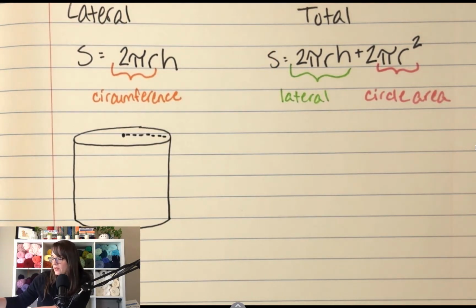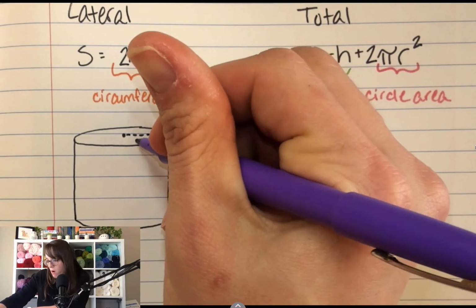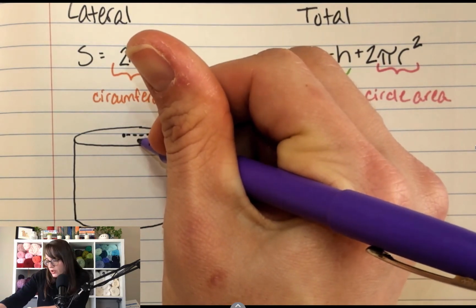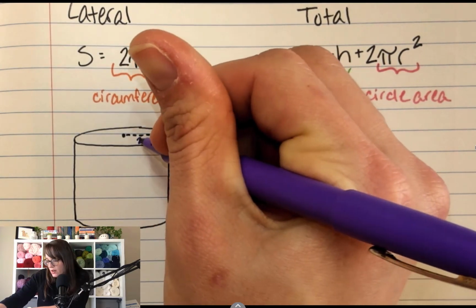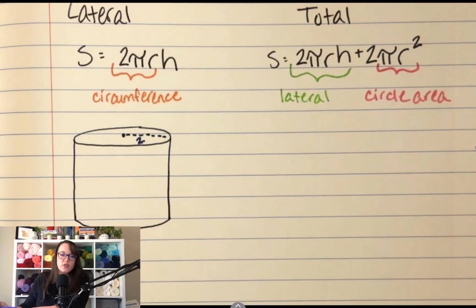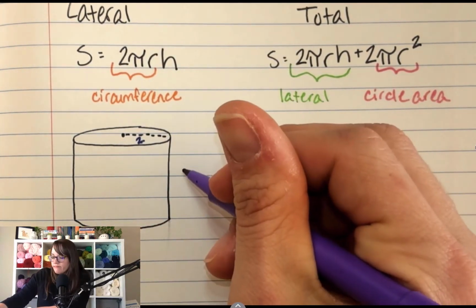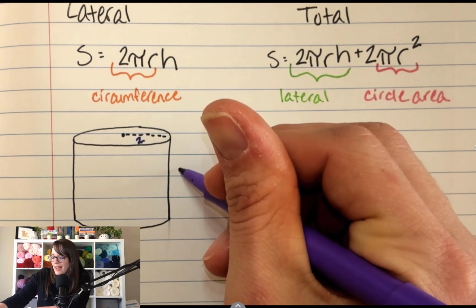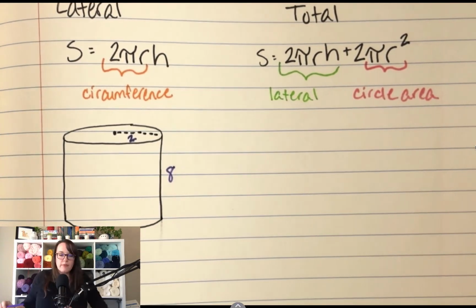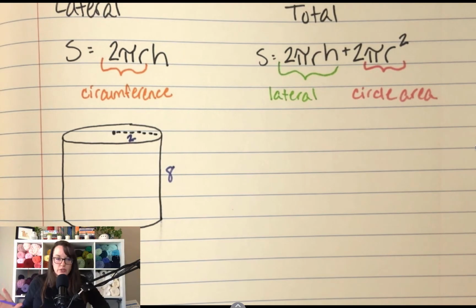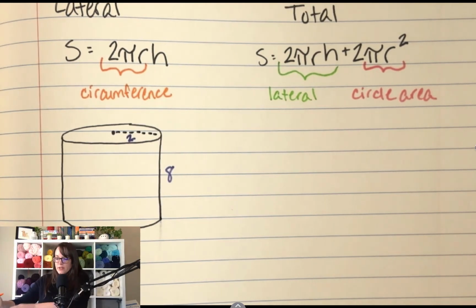Let's say that the radius for this shape is 4. Let's go 2, because I know we've done a lot with radius of 2, so it'll make the math easier. And let's make the height 7. 8. I'm just making it up. All right, these are the only two numbers you need. So let's find lateral area first.